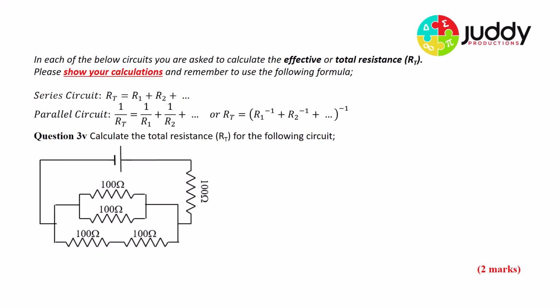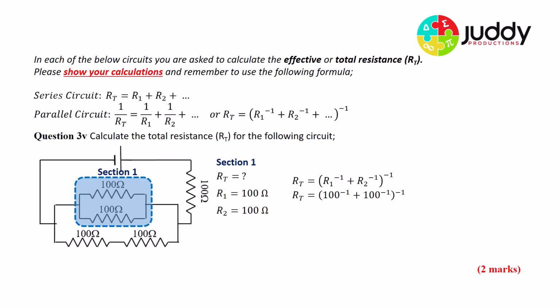Our final combination circuit, question 3.5. Calculate the total resistance for the following circuit. Pause, and we'll go through the answers shortly. Section 1, we want to know the total resistance for section 1. Its first resistor is 100, as is its second resistor. They're in parallel, put that into the equation, and we get a combined resistance of 50 ohms for section 1.